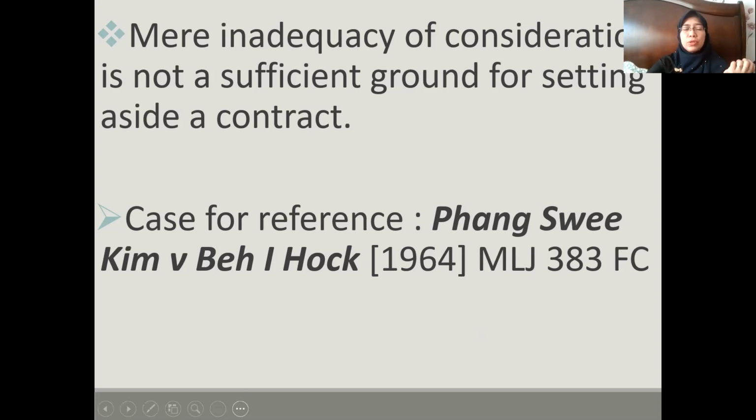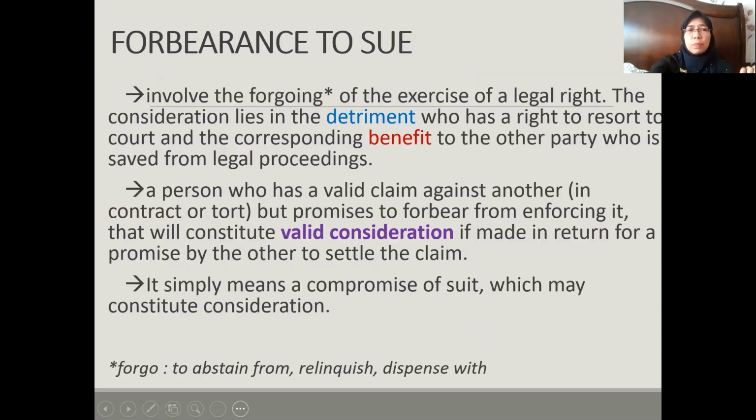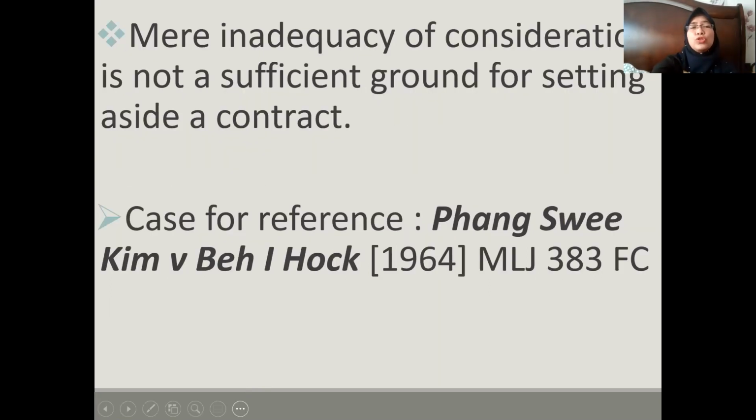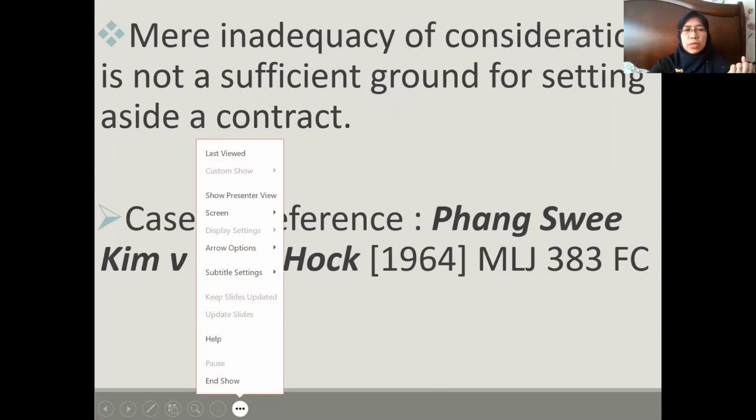That's all for now. We are going to continue later. The next topic will be forbearance to sue. I'll stop sharing for a while.